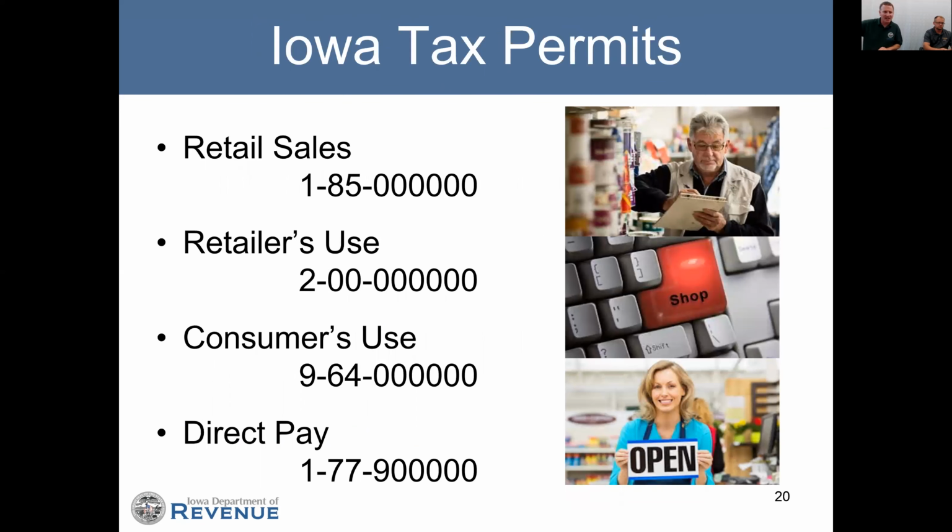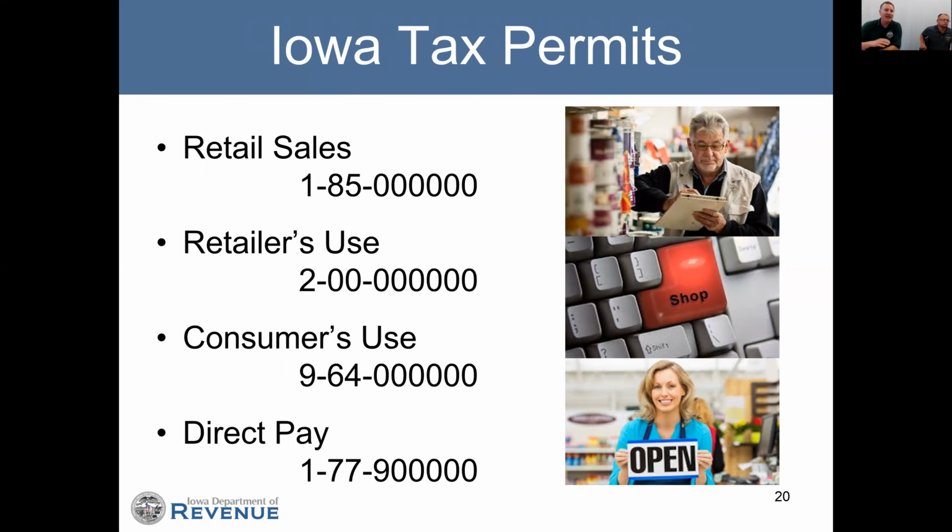Okay, good deal. Let's move on to the next one here. Iowa tax permits for sales tax and for use tax. These are the permits that we issue. Retail sales tax, this is the number sequence. Number 1 just means retail sales tax. The next 2 digits, 85 in this example, is the county number where the retailer is located. We issue sales tax permits by the county where the retailer is physically located. And then you're going to have 6 digits after that. That's going to be your sales tax permit number.